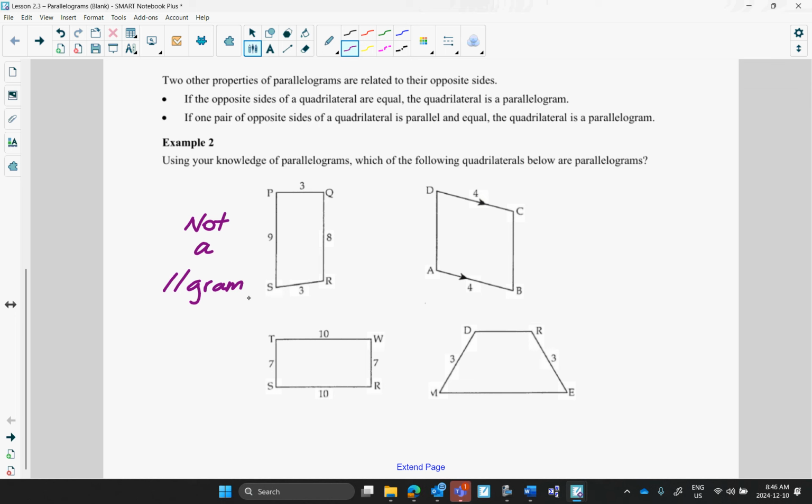How about this one? Yep, because opposite sides are parallel and are equal, which means the other two sides must be the same. So this is a parallelogram. This one here? Yeah, parallelogram. And the last one, just kind of obvious by looking at it. Yes, these opposite sides are equal, but they're sure not parallel. And both opposite sides have to be parallel, so definitely not a parallelogram.